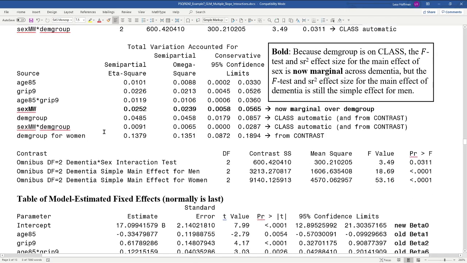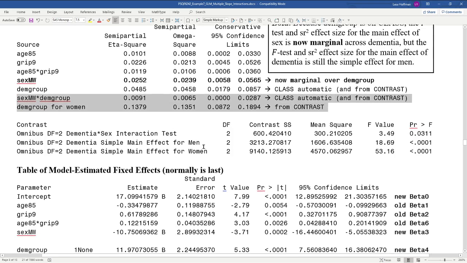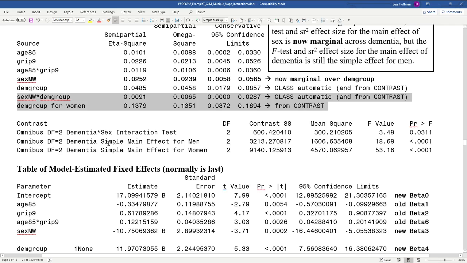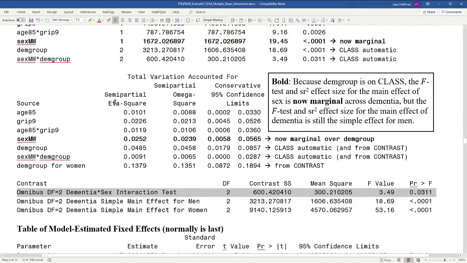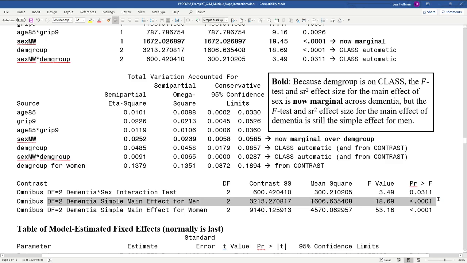We have the effect sizes that go with that here. These are things that SAS provides that Stata does not. And then these are the results of the contrast, getting at the overall omnibus effect for the interaction, which is already generated for us. So that's the same thing that's given up here, as well as the simple main effect of dementia for men that we asked for, which was also generated for us up here.